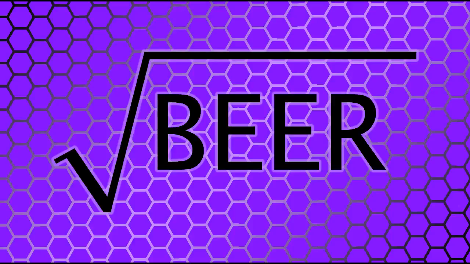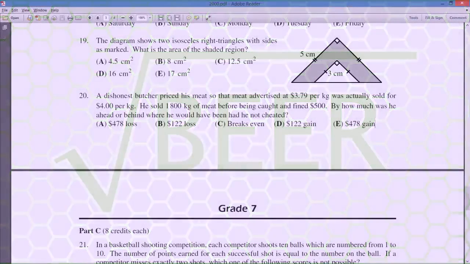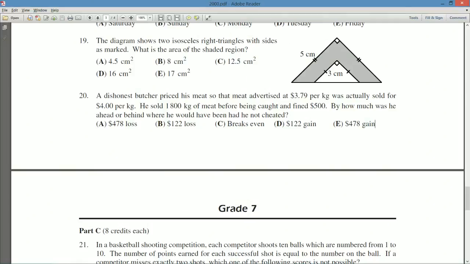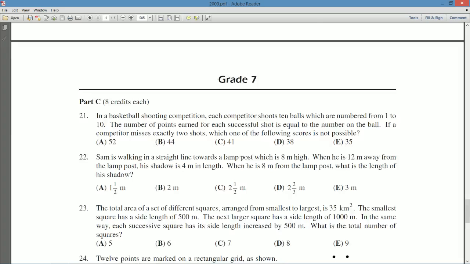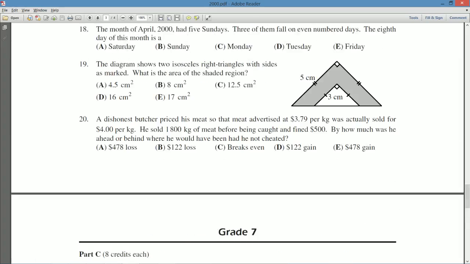We're going to continue taking a look at the year 2000 Gauss paper aimed at grade 7 students, not the grade 8 Gauss. And we're up to question number 20, so it's just before part C with all the really hard questions. So let's take a look at question number 20. It's a bit of a word problem.